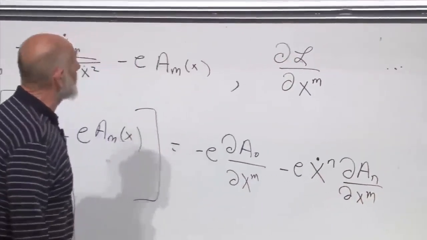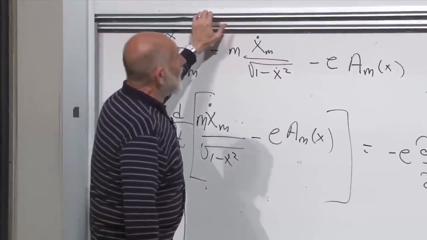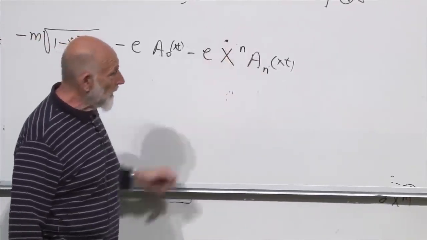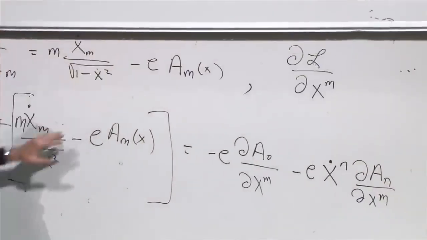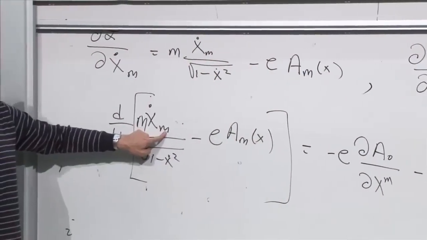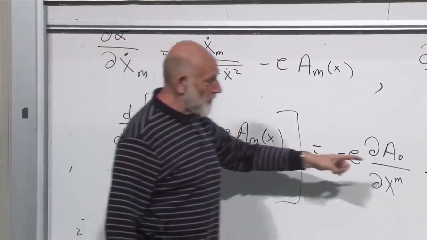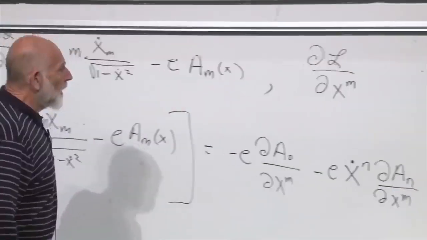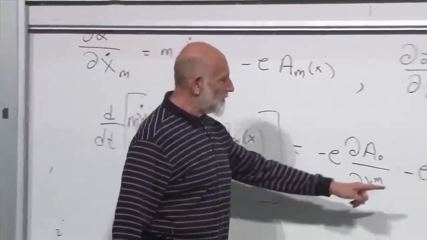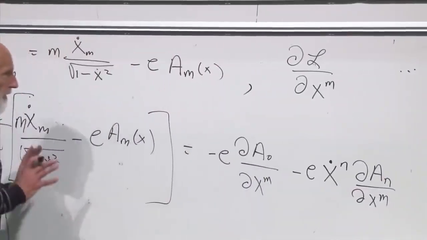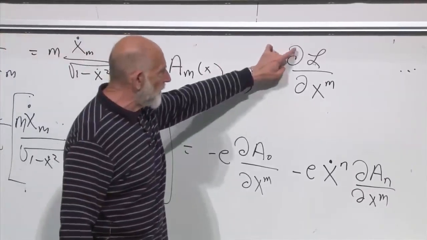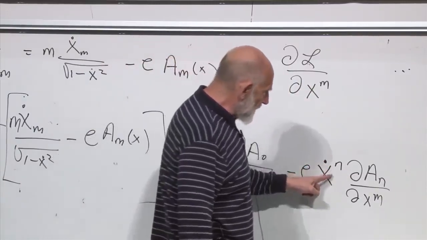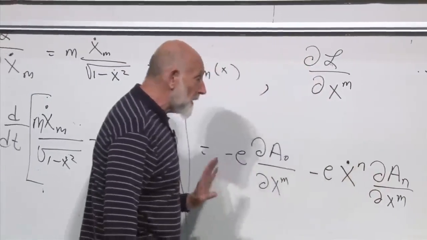Now where did all this come from? It doesn't matter whether I call this n or m, it's summed over. But by the time I got down to here, the m index was not summed over. So I don't want to call the summation index m. I called it n. I switched it. All right, why am I differentiating with respect to xm? Because the right-hand side of the Euler-Lagrange equation is the derivative of the Lagrangian with respect to xm. So we have xn dot derivative of an with respect to xm.